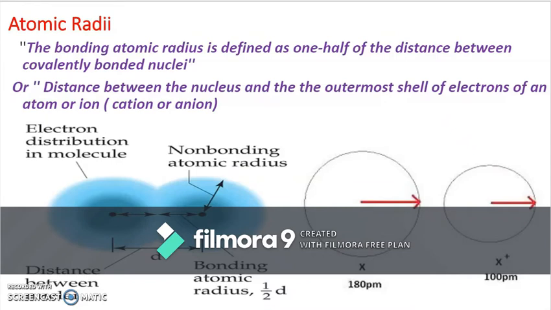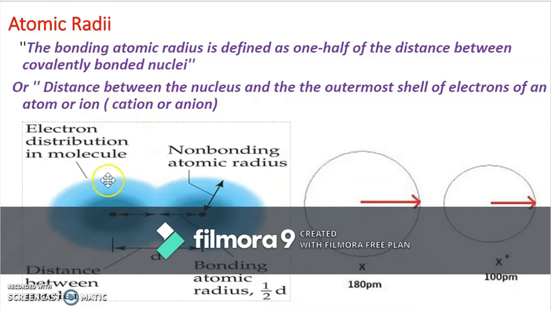Now we start the first property of the elements, that is atomic radii. Firstly, we see the definition of atomic radii. The bonding atomic radius is defined as one-half of the distance between covalently bonded nuclei, or simply we can say the distance between the nucleus and the outermost shell of electrons of an atom or ion.